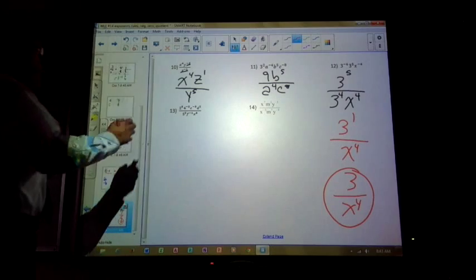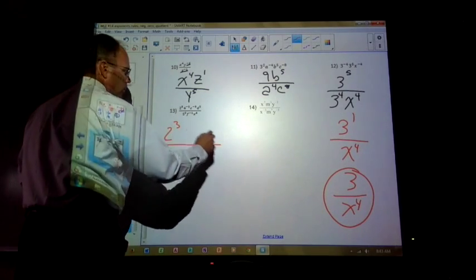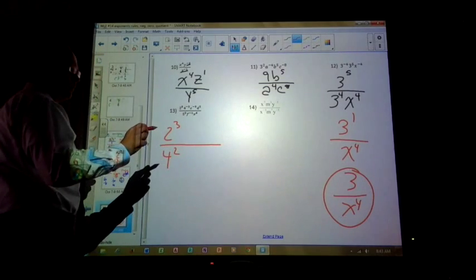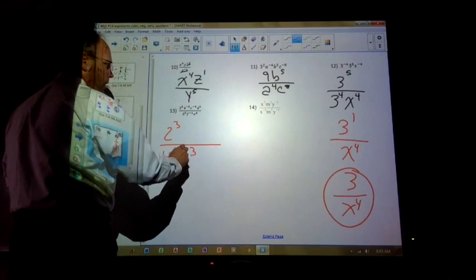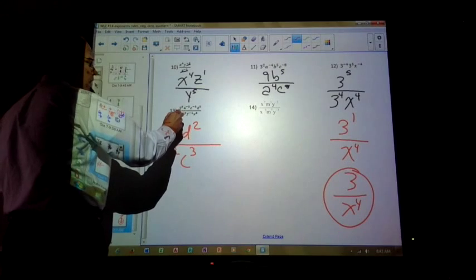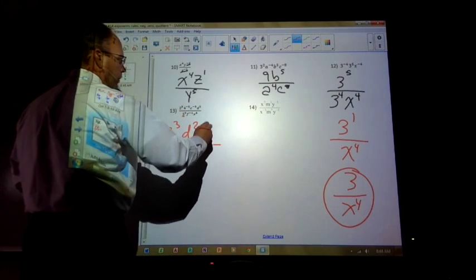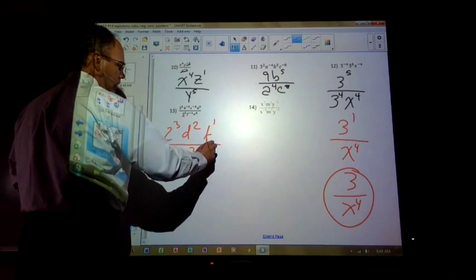All right. So 2 to the 3rd, pretty content. And I'm going to do this. 4 to the negative 2 becomes 4 squared. Still with me? C to the negative 3 is moving down. D to the 2nd stayed up there. 5 to the 0, this right here was 1. F to the negative 1 comes up here, so F to the 1st. And X to the 6th.